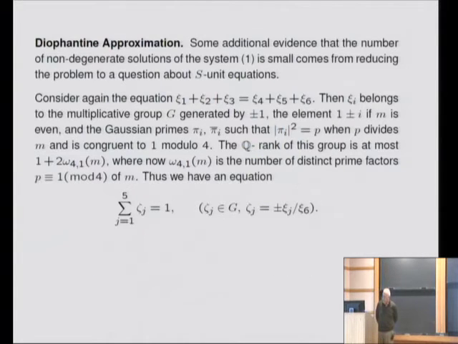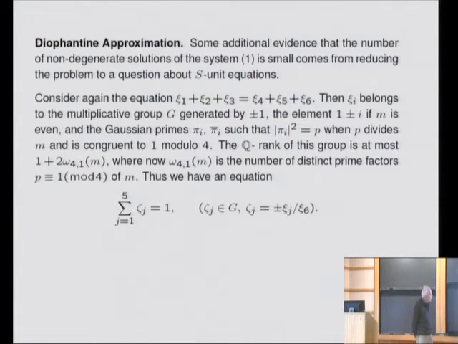So now let's look at the diophantine approximation. Well, consider again the equation. Now use the fact that the solutions, xi, are really obtained as follows. You take the number m, if it's even, you have, of course, the sign plus minus 1 always. If it's even, 1 plus minus i, the norm is 2. Okay. And then you have Gaussian primes such that the norm is p. So p is congruent to 1 mod 4 for the odd primes.